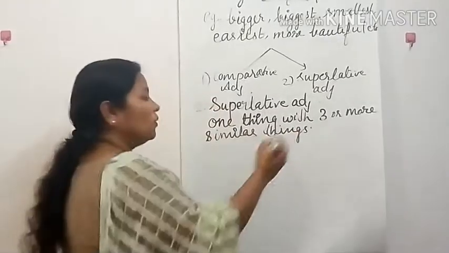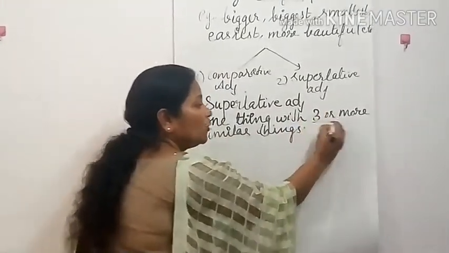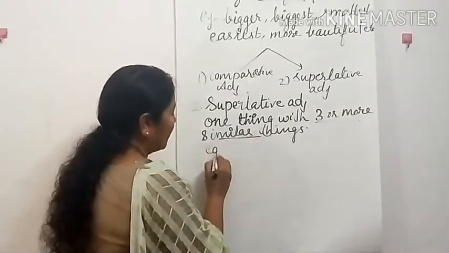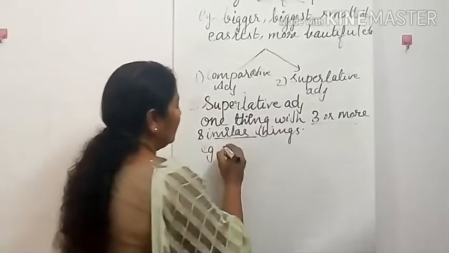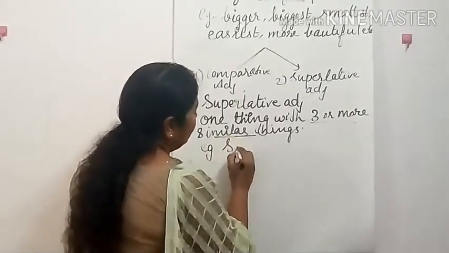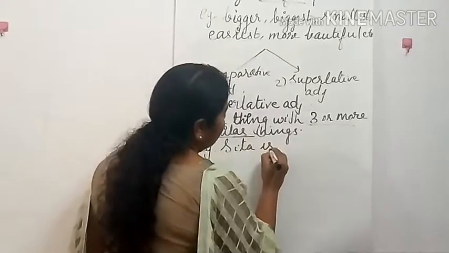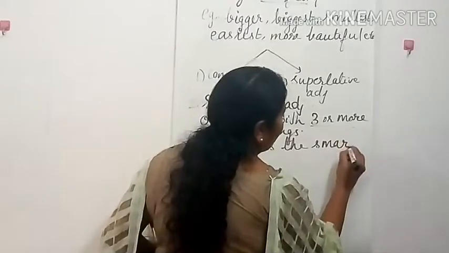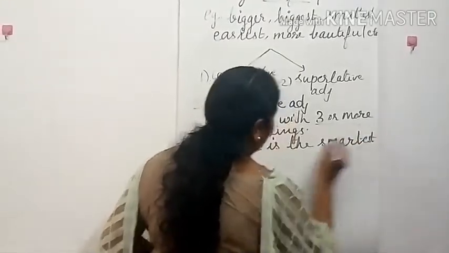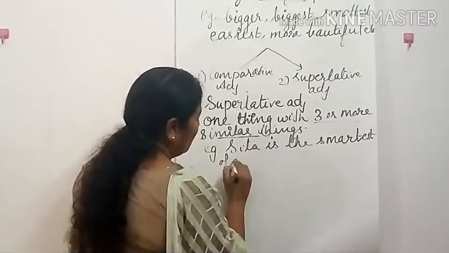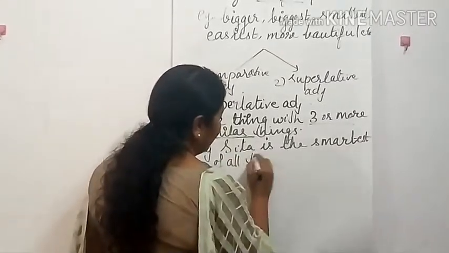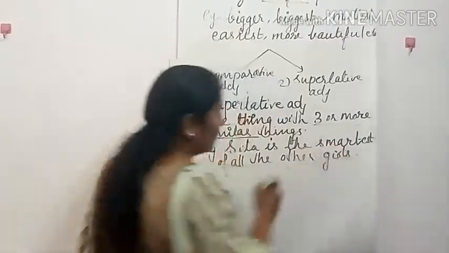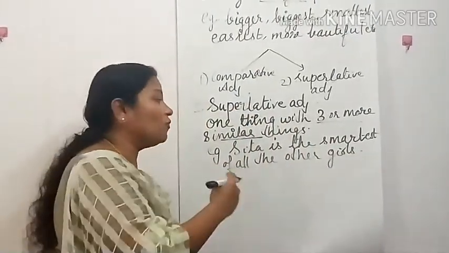Okay, so more than three or more it should be, and it should be similar things. For example, okay, we can take an example. Sida is the smartest of all the other girls. Okay, Sida is the smartest of all the other girls.